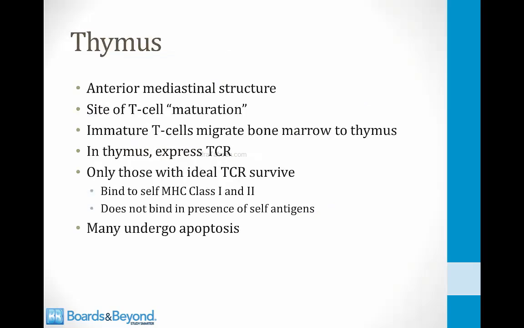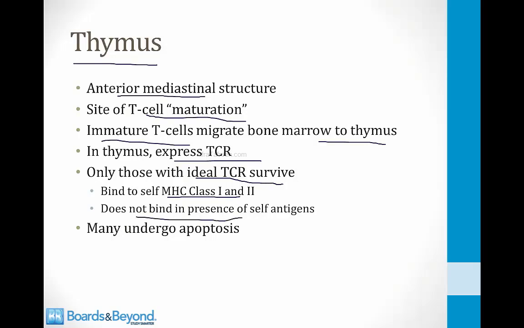I'm going to finish this module by discussing the thymus. This is a structure found in the chest in the anterior mediastinum, and it is a site of T cell maturation. T cells come from the bone marrow as immature T cells, and they migrate to the thymus. Once they get to the thymus, they express the T cell receptor, and only those T cells with an ideal T cell receptor will survive. To be an ideal T cell receptor, you have to be able to bind to MHC class 1 and class 2, but you have to not bind in the presence of self-antigen, and most T cells that come to the thymus will undergo apoptosis because they don't have the ideal T cell receptor.